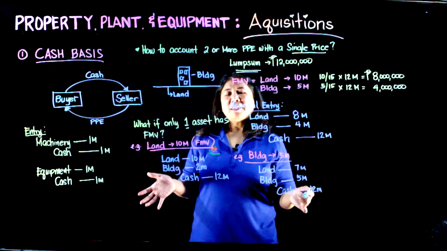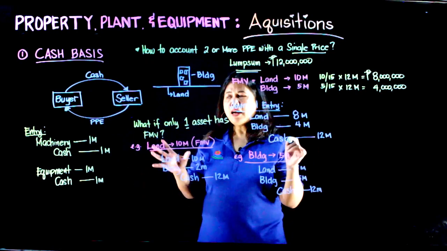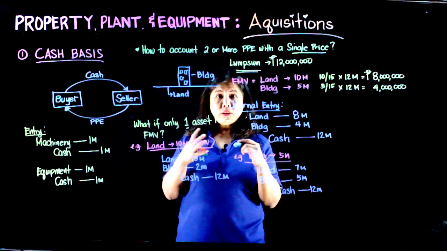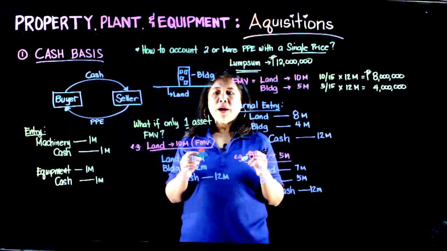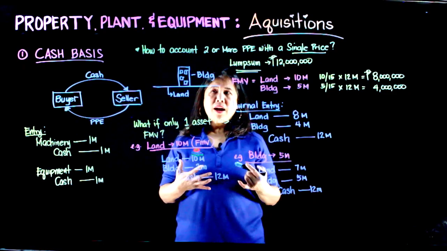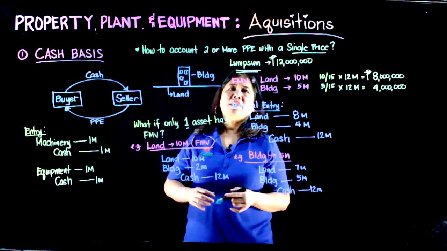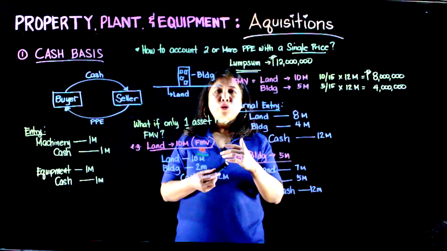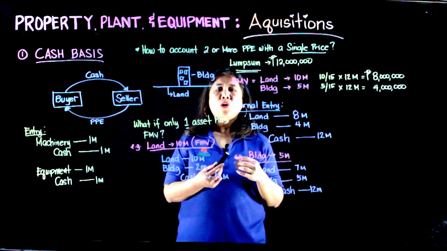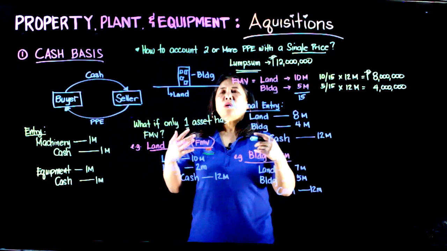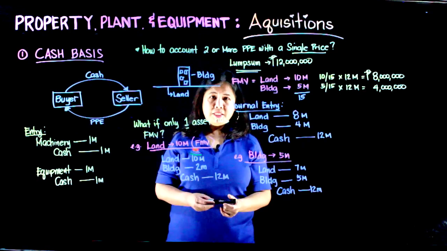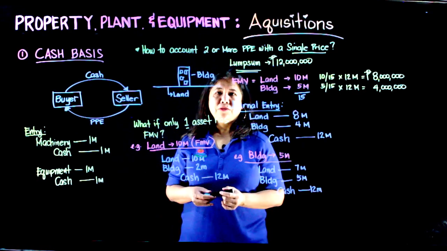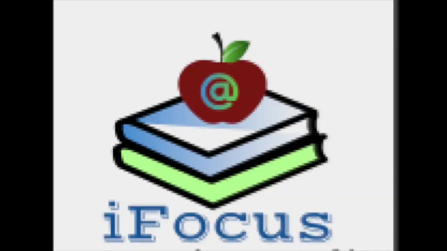So, ito po ang ating cash basis. Madali lang ang ating cash basis. Nagkakaroon lang ng konting complications kapag nag-acquire tayo ng 2 or more assets with a single price. Ang single price, yan po yung lump sum price or basket price. So, ito po ang ating cash basis. I will see you on the next acquisitions of PPE.